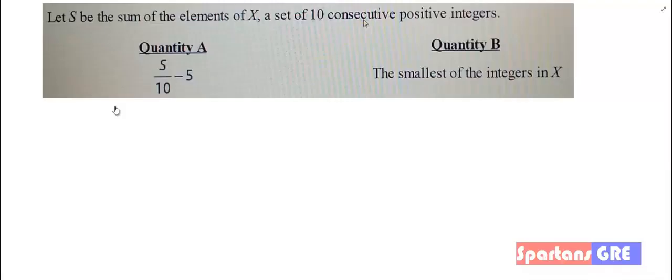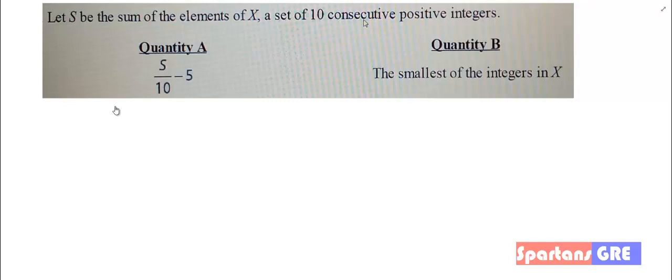This question I have found in some GRE groups. I have found many people answering this wrong and finding it difficult to solve. That's why I have posted the same question in our Spartans GRE Facebook group as well as on the Spartans GRE Facebook page. So before watching this video further, try solving this question. Once you are done with it, continue the video.